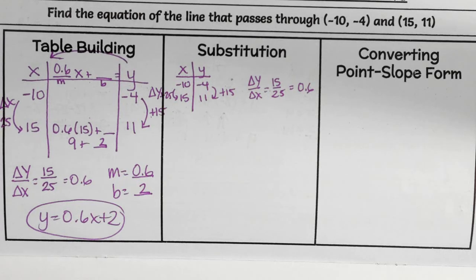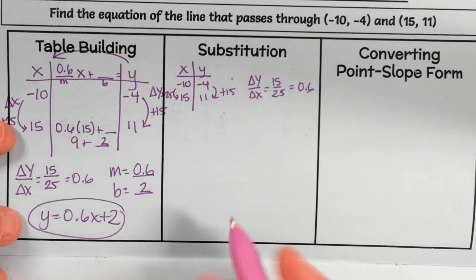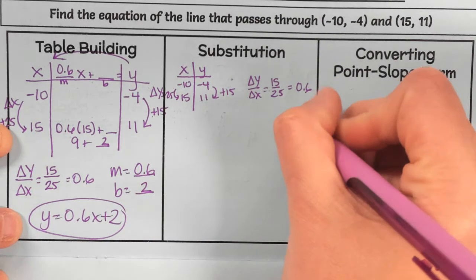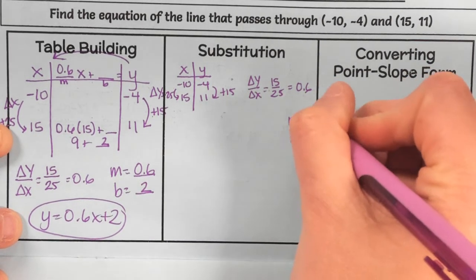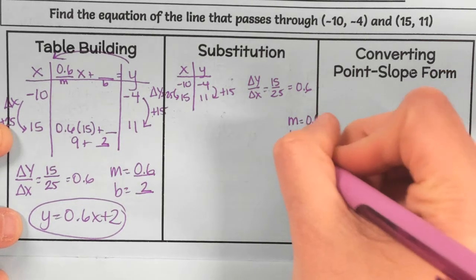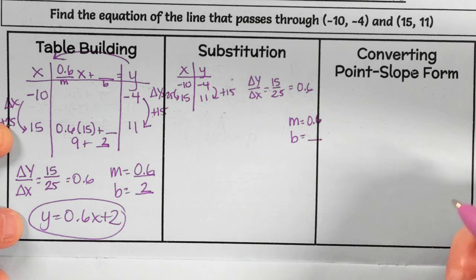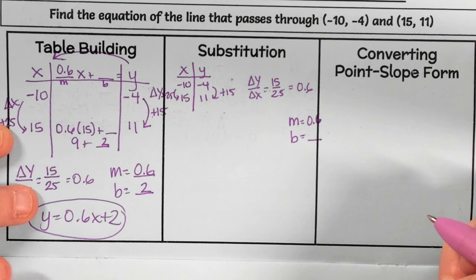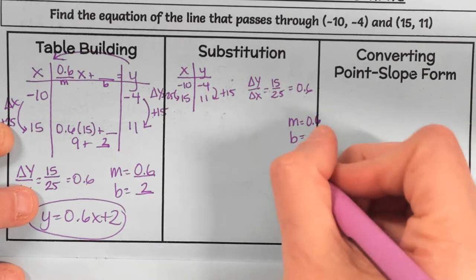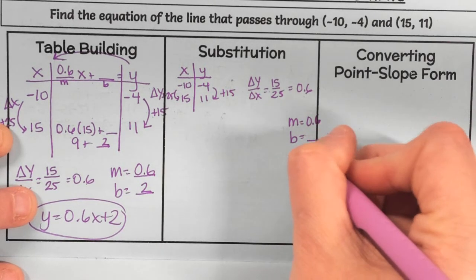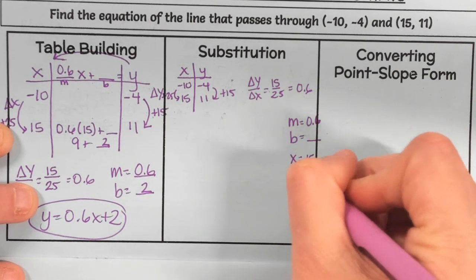Okay, hold on. So I had to find the slope first, right? I need m and b. I know that m is 0.6. I don't know what b is. So I'm going to pick one of those points. Which point do y'all want to use? We can use the first one or the second one. Let's use the second one. Okay, so I have an x of 15 and a y of 11.